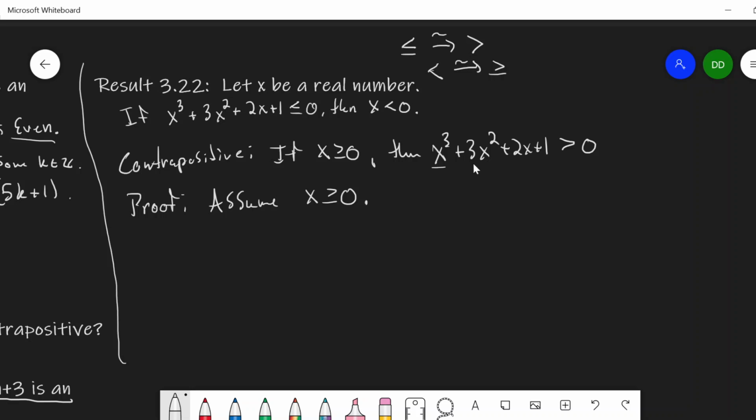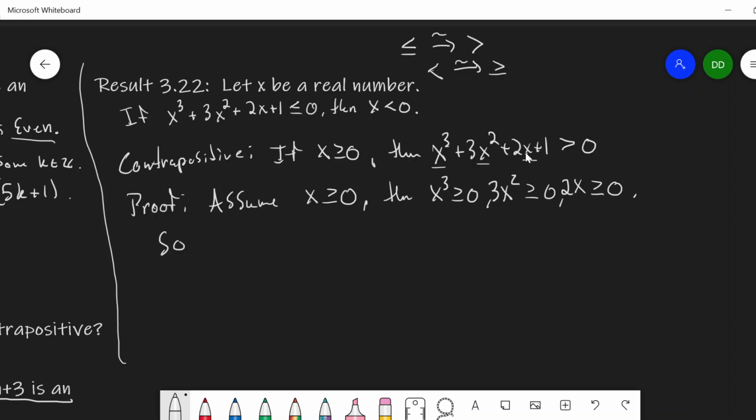So I'll look at it term by term here. I know x is greater than or equal to 0, so certainly x cubed is greater than or equal to 0. X squared will be greater than or equal to 0. And x will be greater than or equal to 0. Actually, I can say more than just x squared is greater than or equal to 0. I could say 3x squared is greater than or equal to 0, right? Take something greater than or equal to 0, multiply it by 3, it's still greater than or equal to 0. And I could say 2x is greater than or equal to 0 here.